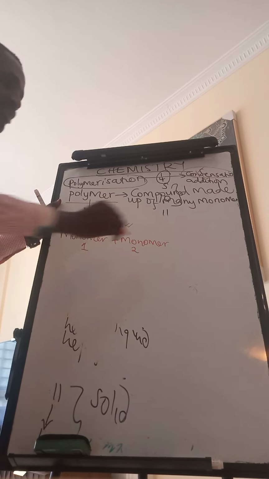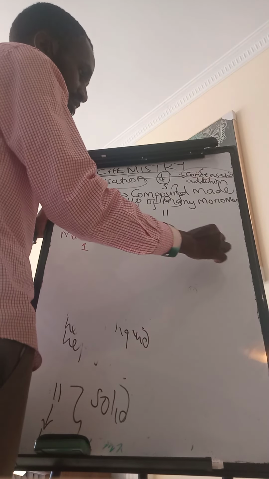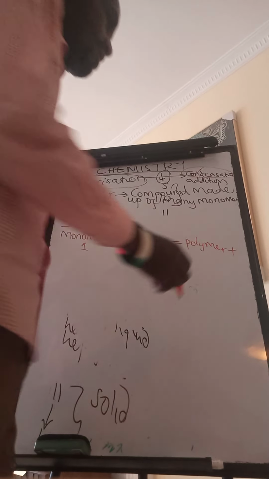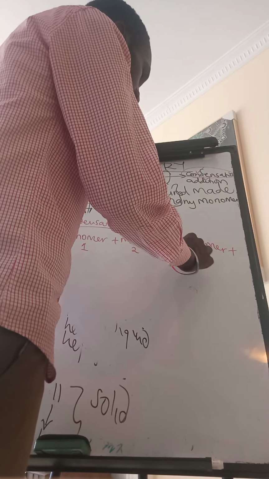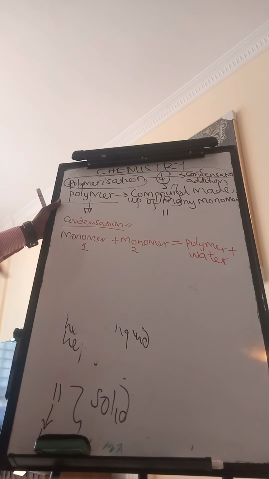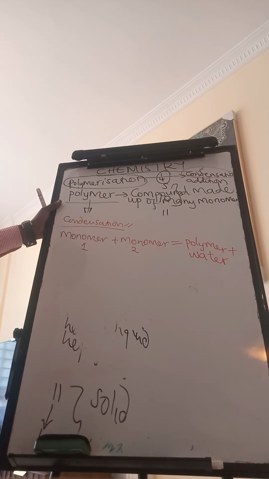Okay, what am I going to get? A polymer, isn't it? And always we shall have another very important product, and that is, for example, a water molecule. We're getting the point. Let me give you a good example.